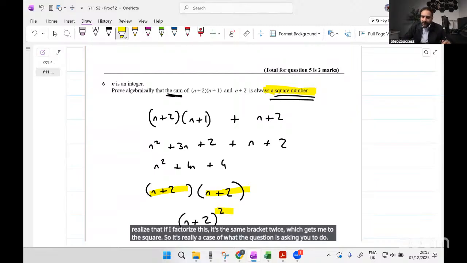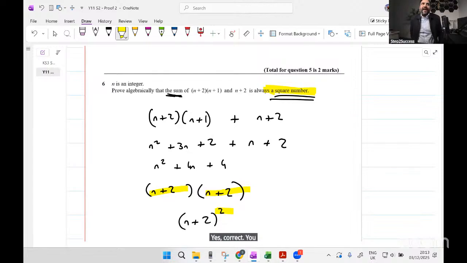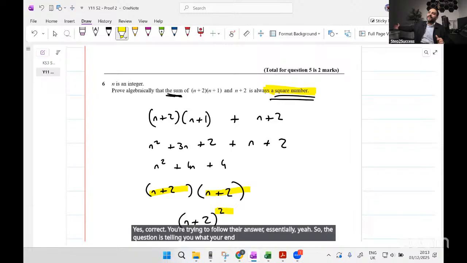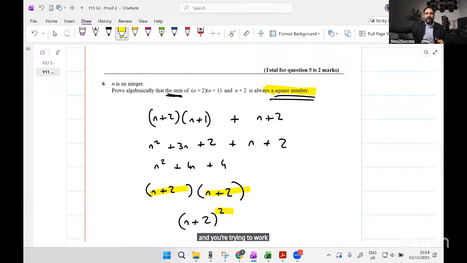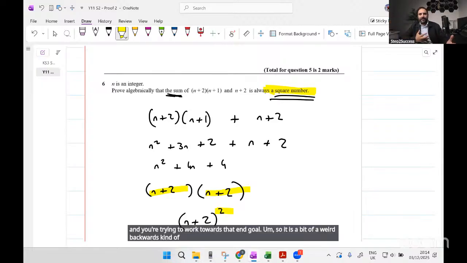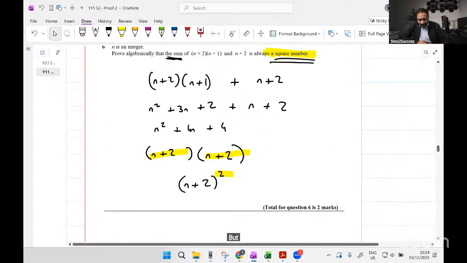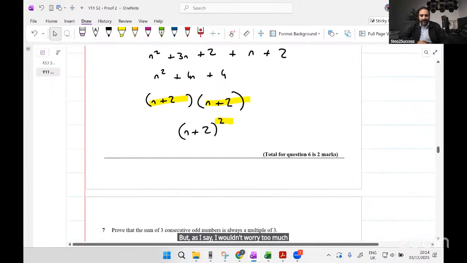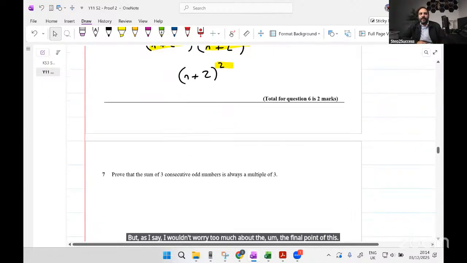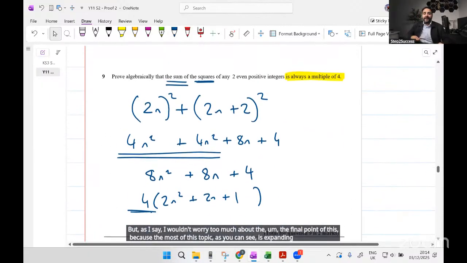Yes, correct. You're trying to follow their answer, essentially. So the question is telling you what your end goal is, and you're trying to work towards that end goal. So it is a bit of a weird backwards kind of topic where you're working from the end backwards almost. But as I say, I wouldn't worry too much about the final point of this because most of this topic, as you can see, is expanding brackets correctly and simplifying.